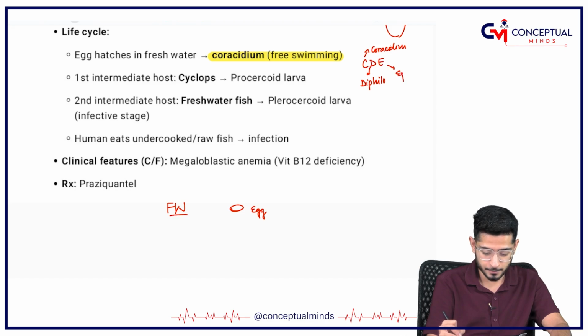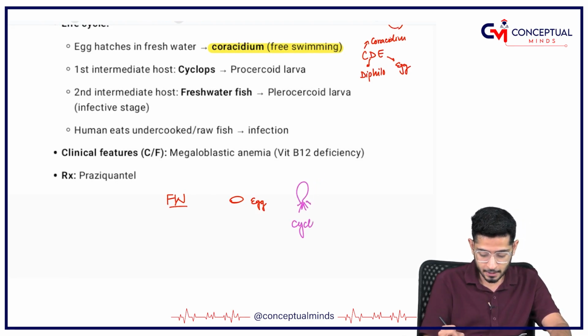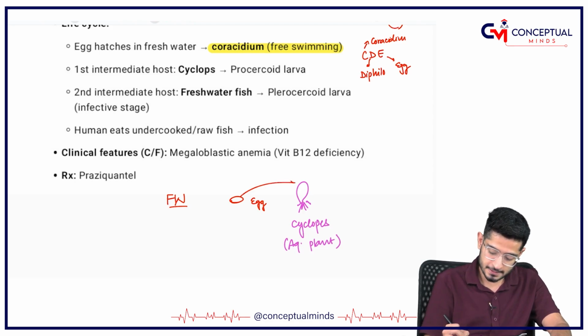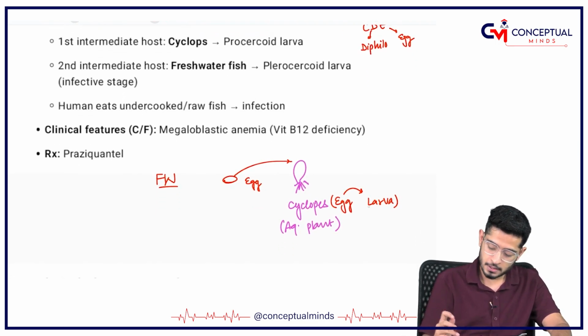E means the egg. So what is going to happen? This egg is then going to be taken up by the Cyclops. Cyclops is an aquatic organism. So this Cyclops is going to take this egg, and it will convert this egg into what? Into a larva. Which larva? The larva is called prosarcoid. So the larva is called what? Prosarcoid.